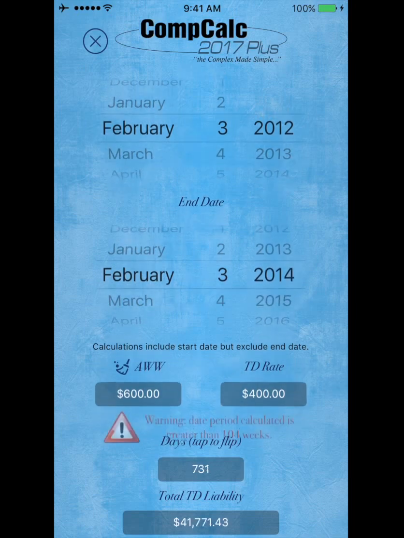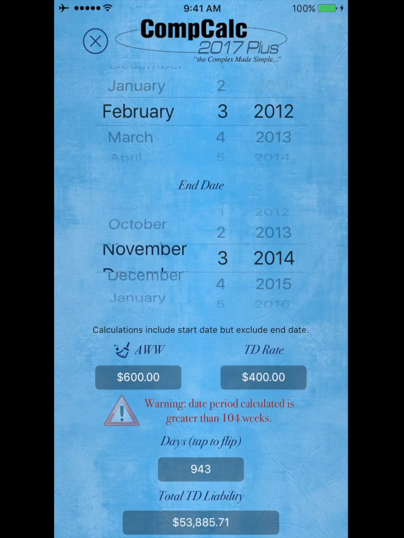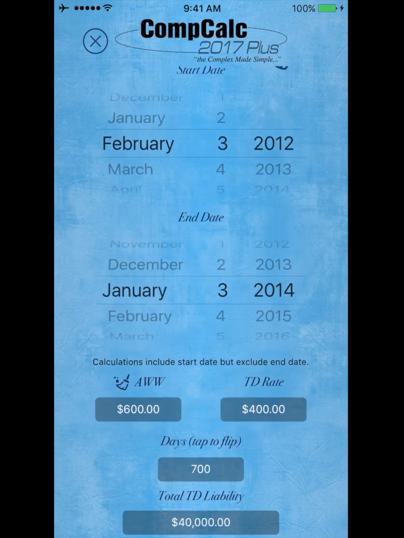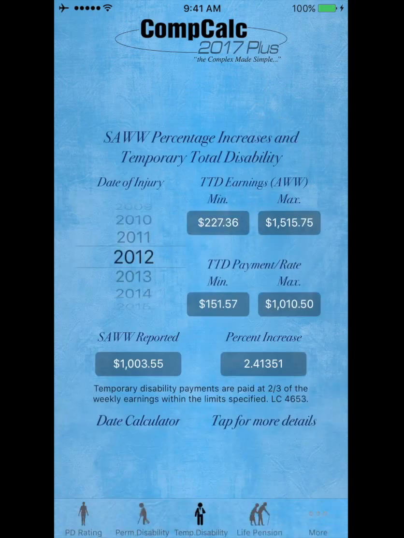Let's say that you're calculating a period beyond the 104 weeks given the date of injury. Well, it comes up and it gives you a warning that you're beyond the 104 weeks. Of course, if we went back, we should be able to get this back below 104 weeks, and we did that through January, 700 days. That's 100 weeks. Okay? So let's go ahead and tap on the X. It takes us back to the preceding module.